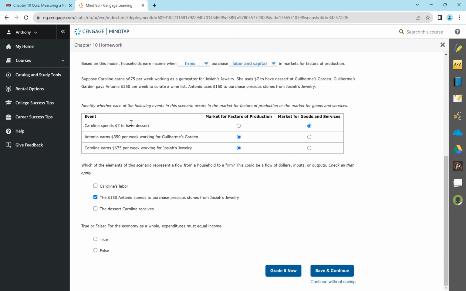No, no. Okay. Would it be the dessert that Caroline received? But she's just receiving, it's not the money, so it's paying. Like she got it for free or maybe. Well, they're just leaving that part out for the moment. Yeah, it's like, I don't know, true or false. No idea. Income must equal expenditures. True. They're not saying it's true.